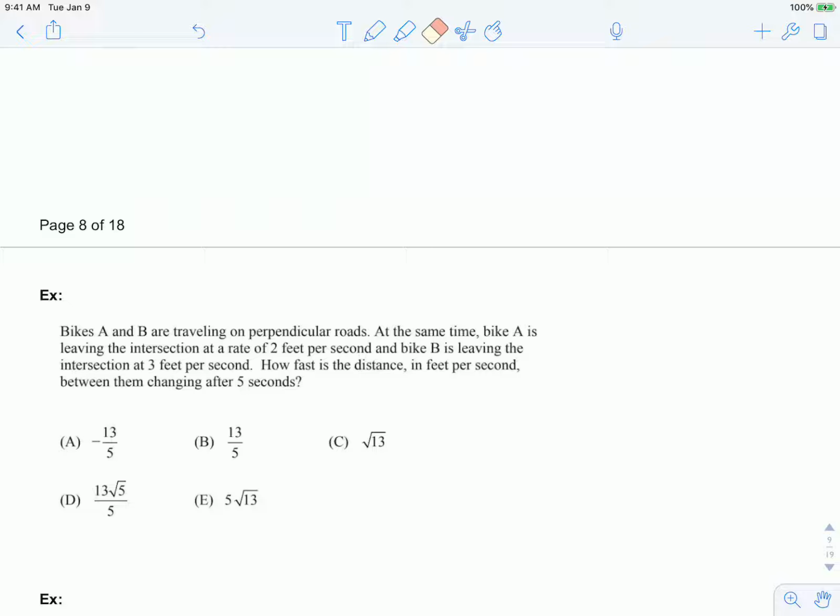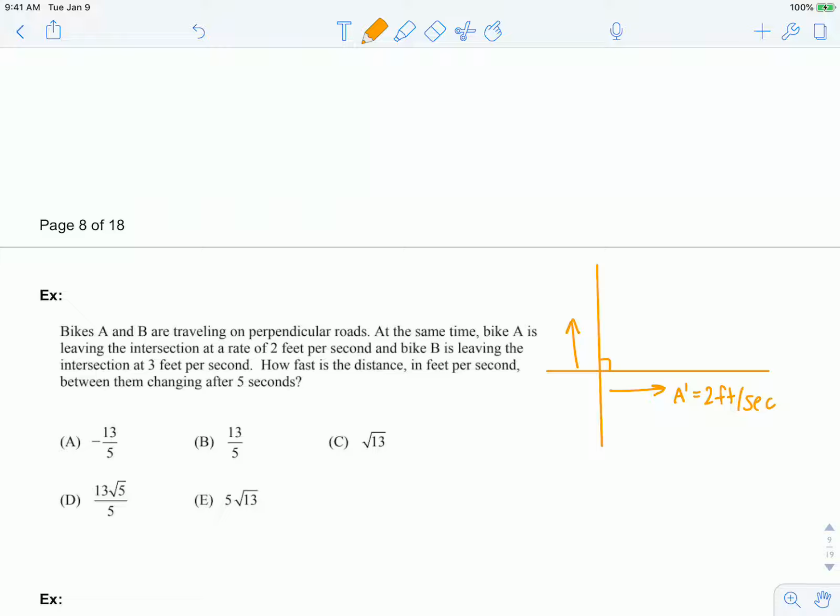Bikes A and B are traveling on perpendicular roads. So let's envision that. Perpendicular roads. At the time, bike A is leaving the intersection at a rate of 2 feet per second. So let's say A is going this way and A prime is 2 feet per second. And B is leaving the intersection at 3 feet per second.